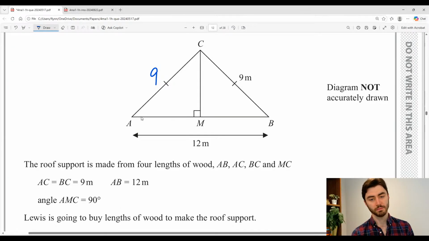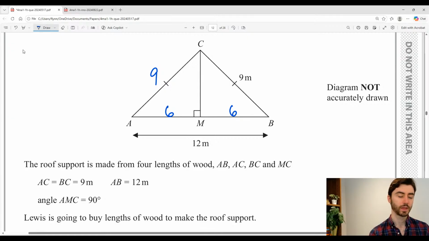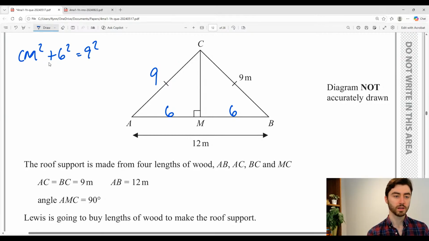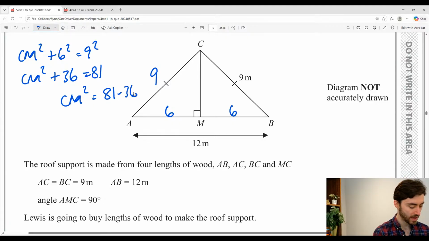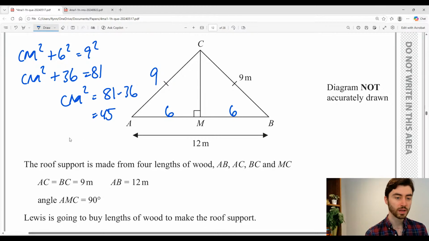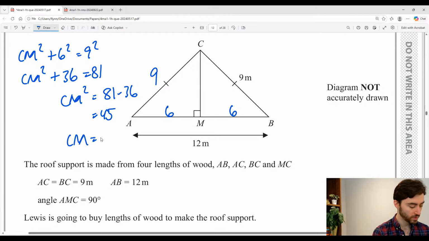Well, if that's the same, that's going to cut this in half. So each of these would be 6. The idea here is we have to use Pythagoras to work out the length CM. So CM squared plus 6 squared equals 9 squared. So CM squared plus 36 equals 81. CM squared is equal to 81 minus 36. And at GCSE, I would show every single step, which is 45. So CM is equal to the square root of 45, which is 3 root 5.